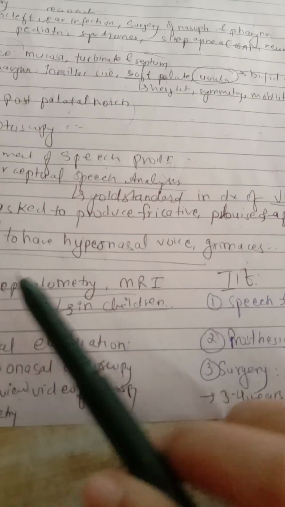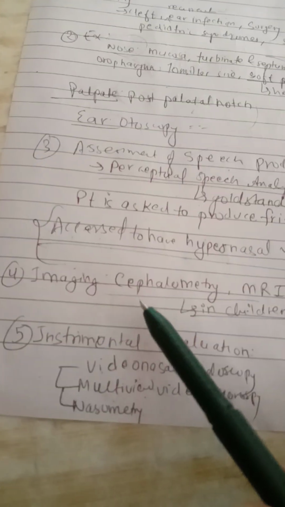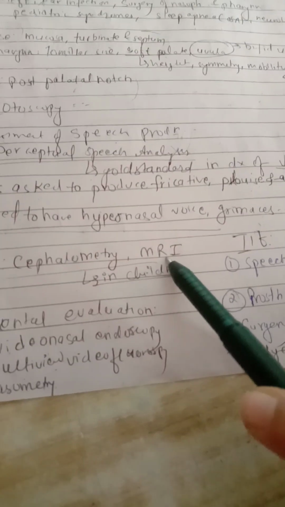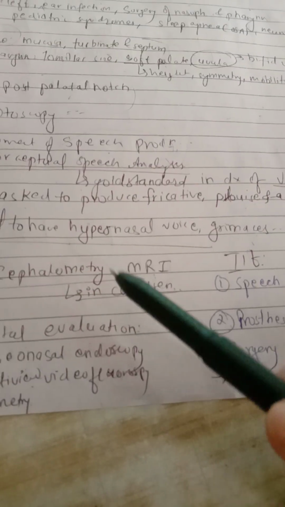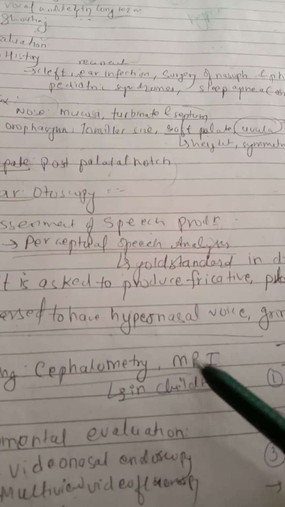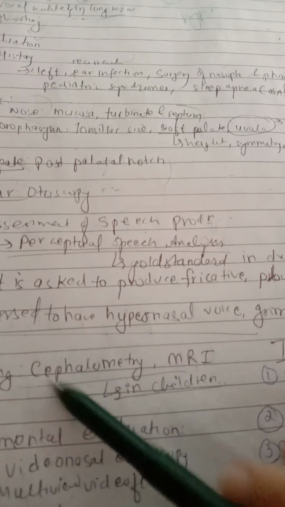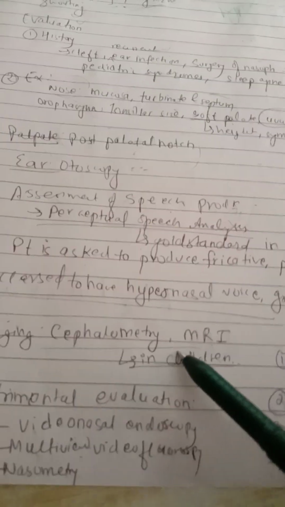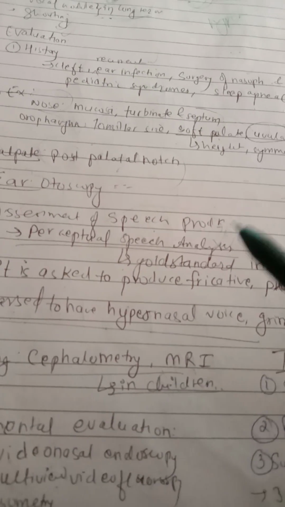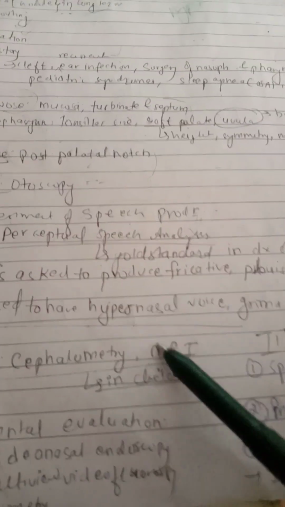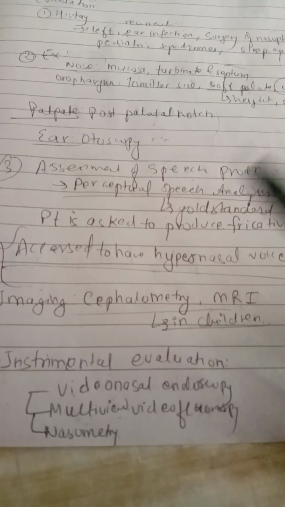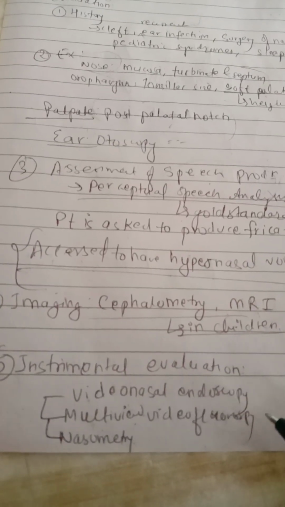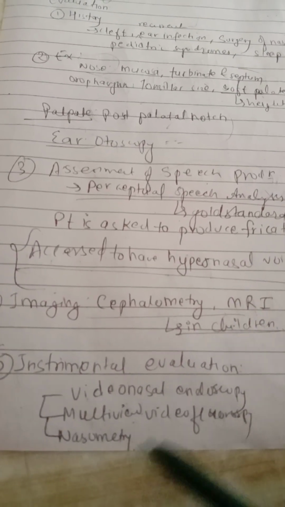The fourth modality for evaluation is imaging, which includes cephalometry or MRI. Usually CT is not done in this case because CT produces radiation which is very harmful for children, and since this is mostly diagnosed in children, CT is not done. Also CT looks at bone structures, which is mostly not needed here. Cephalometry is also done in children. The fifth test is instrumental evaluation, which includes video nasal endoscopy, multi-view video fluoroscopy, or nasometry.